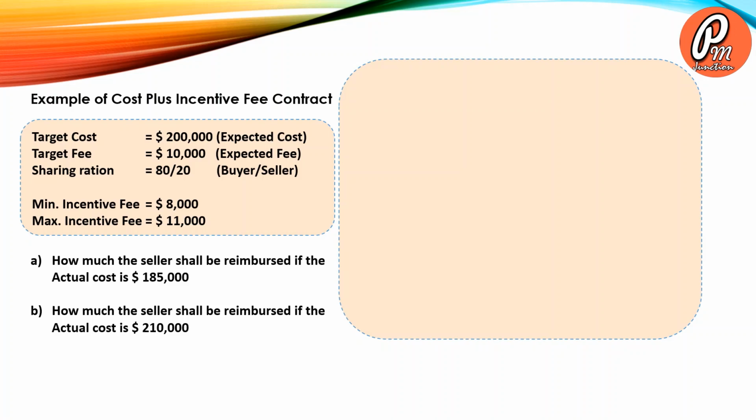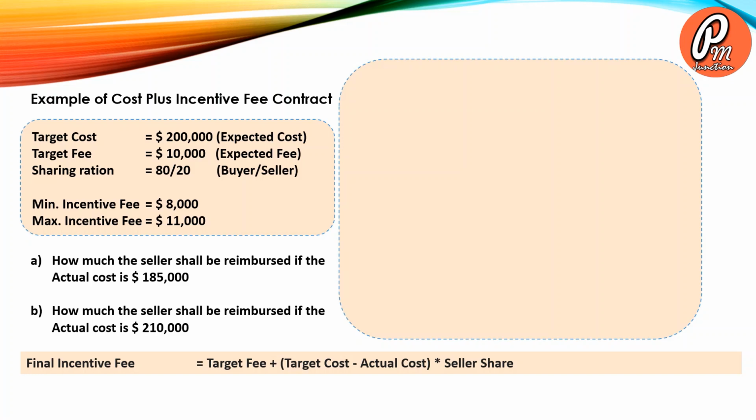Through this example, we will try to understand how to calculate final incentive fee and final reimbursed price. The target cost is $200,000, target fee is $10,000, and the sharing ratio is 80 by 20, where 80 is by buyer and 20 is by seller. And the minimum incentive fee is $8,000 and the maximum incentive fee is $11,000. So the first question is, how much shall the seller be reimbursed if the actual cost is $185,000? And the next question is, how much shall the seller be reimbursed if the actual cost is $210,000?